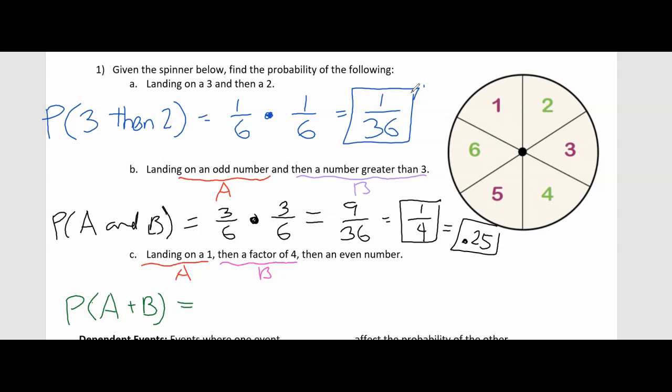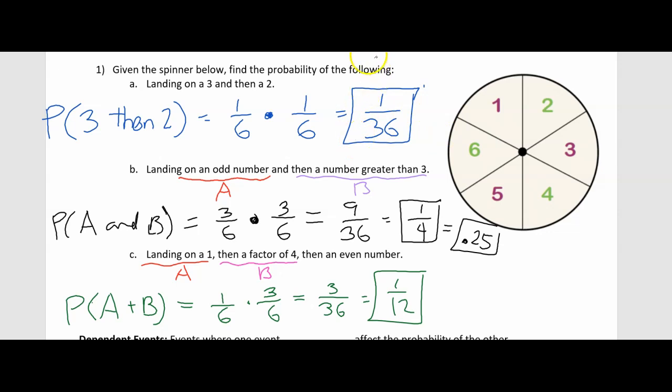The probability of landing on a 1, well, that's going to be 1 out of 6. Probability of landing on a factor of 4, well, if we think about the factors of 4, we have 1, 2, and 4. So that's going to be 3 out of 6, or we could write 1/2. So we get 3 out of 36, which is equal to 1 out of 12. And that finishes our problem dealing with independent events.